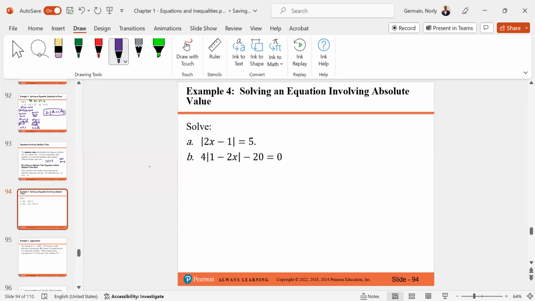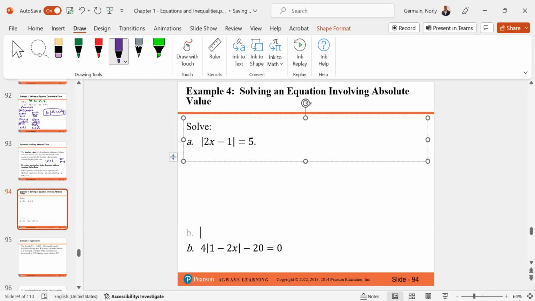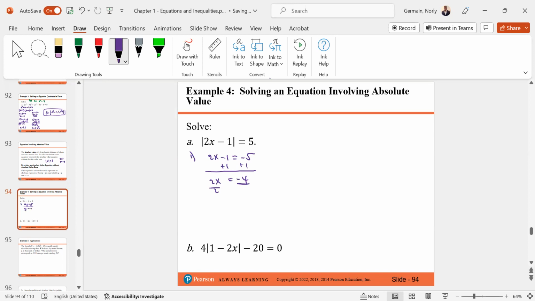Let's see this in examples. We have two examples here we can use. The first one, first of all, we can look at this. We can have two equations here. Anytime you deal with absolute value, you have two equations. We have 2x minus 1 equal negative 5. If you add 1 to both sides, it gives you 2x equal negative 4. If you divide by 2 from both sides, x equals negative 2. That's the first answer.